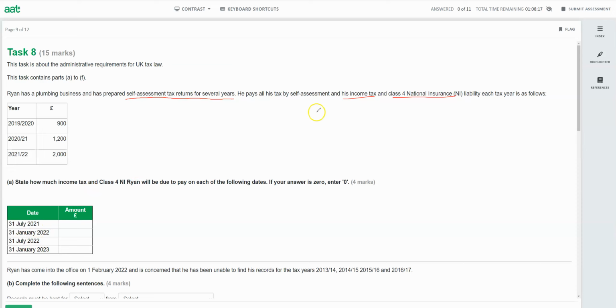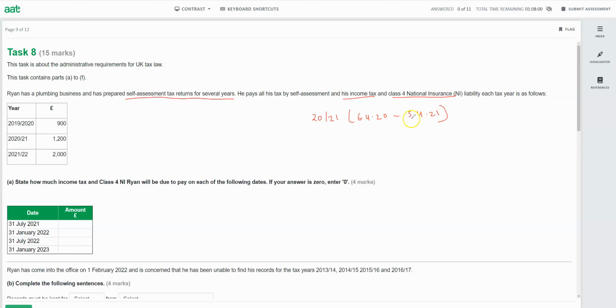Now for example, if we are in tax year 2020 and 21, and our tax year is 6th April 20 to 5th April 21, so that's the tax year for 2021.